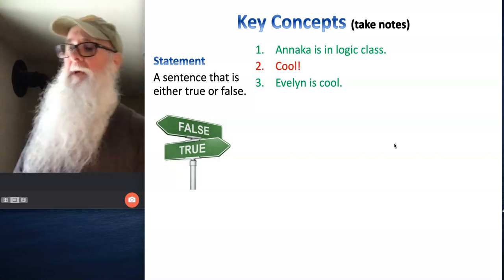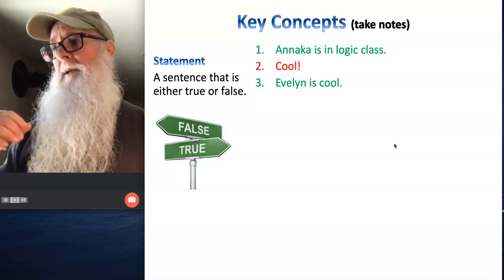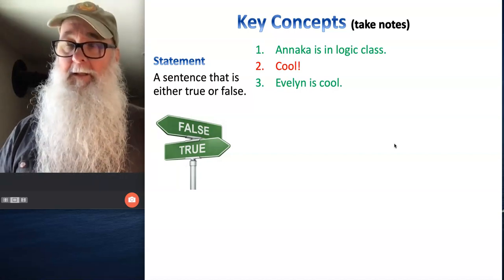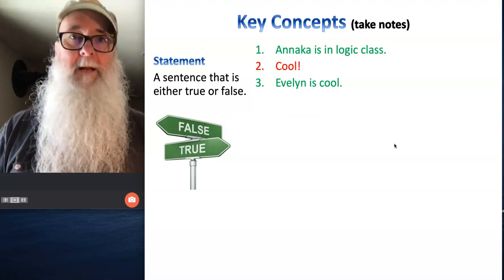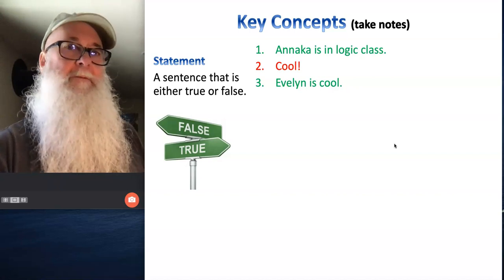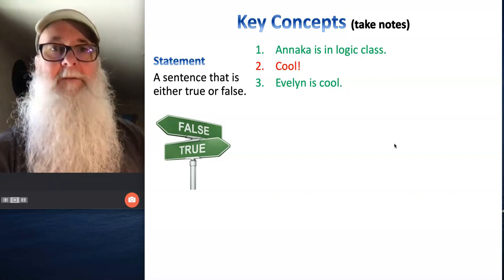Okay? So if I say to you, hey, for the purposes of this statement, by cool, I mean body temperature less than 97 degrees. And you say, okay, well, let's take Evelyn's temperature, and we point the thermometer at her head, and it comes up as 96 or 95 degrees. And we'd say, oh, yeah, you're right. It's true that Evelyn is cool by your definition of cool.